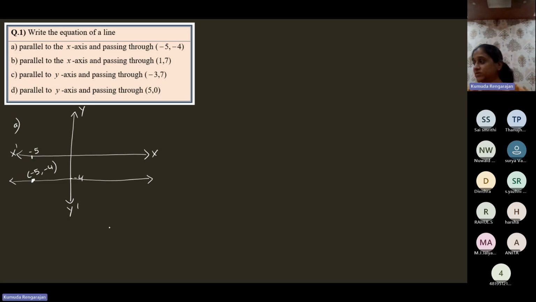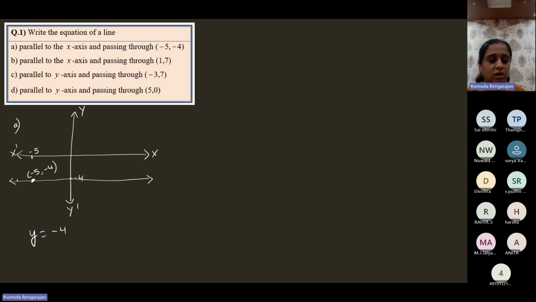Now, what is the equation of this line? Tell me, children, what's the equation of this line? It's parallel to the x-axis. So it will be y is equal to a number. Now this number can be positive or negative. What's the distance? 4 units. And it's below it. So y is equal to -4.